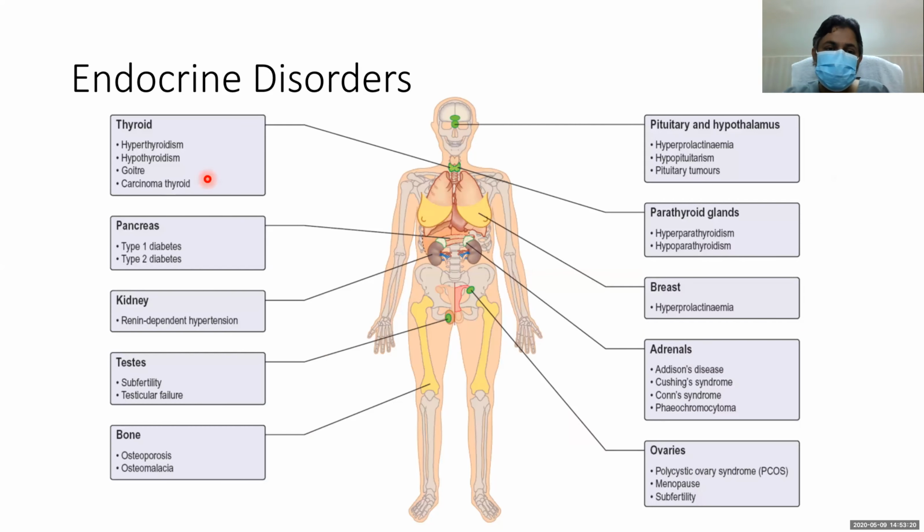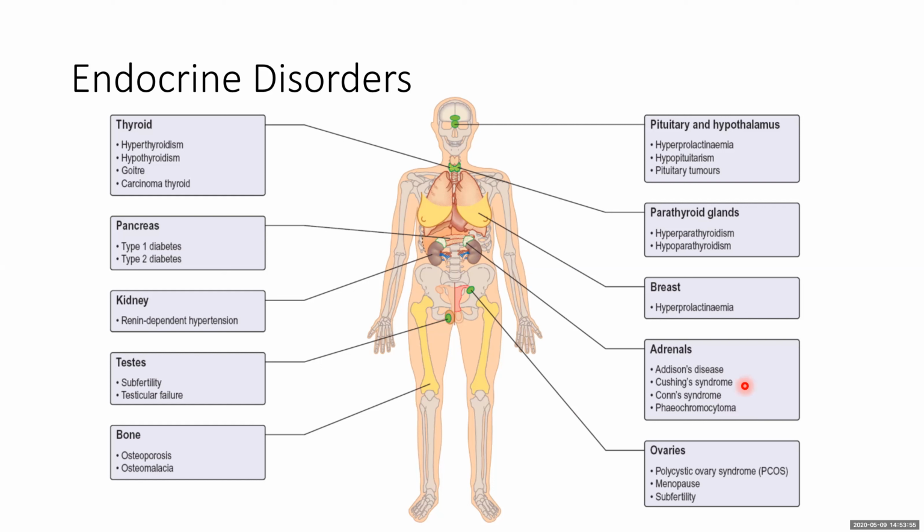Again, some of the endocrine glands present in the body: thyroid, pancreas, kidney, testes, bone, pituitary, hypothalamus, the parathyroid glands, breast, adrenals, and the ovaries. And then there are the diseases they cause: Addison's, Cushing's, Conn's, and pheochromocytoma. These are the adrenal diseases. You already have the lecture on pheochromocytoma. Today I'm going to talk about Cushing's as well.